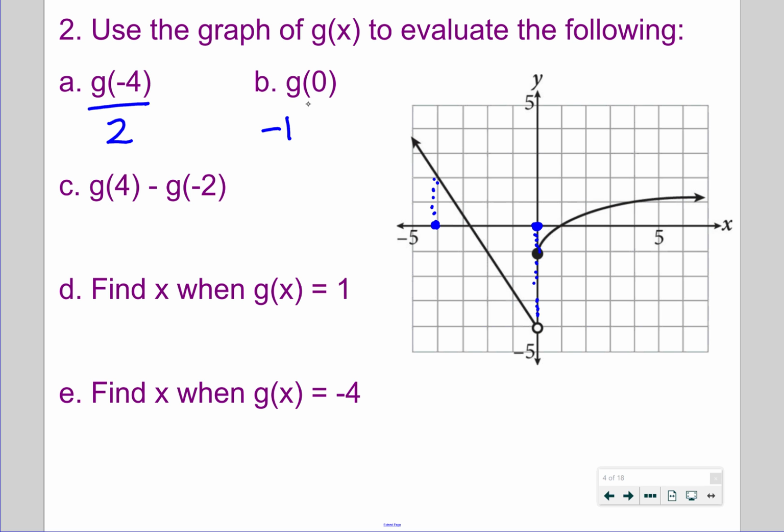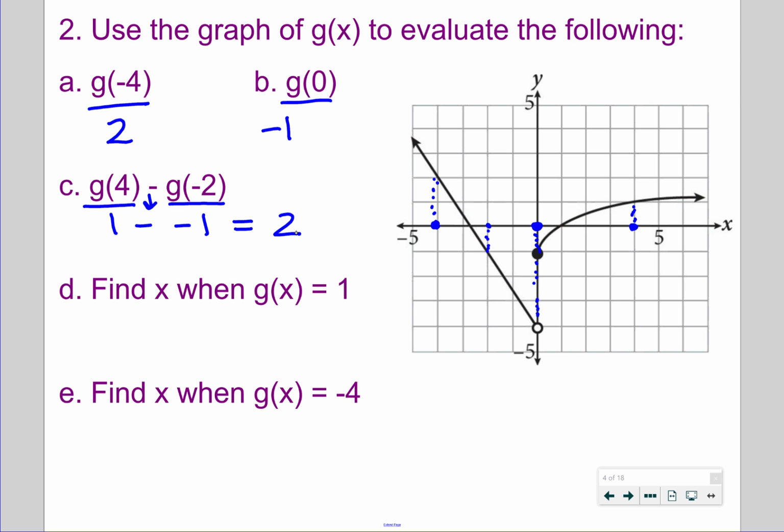G of 4 is the next one. I find 4 on my x-axis. In this case, I go up to my graph. That's 1. And then we have another piece to evaluate here, G of -2. So I find -2 on my x-axis, and I have to go down to -1, it looks like. Bring down my sign, 1 minus -1. My final answer is 2.